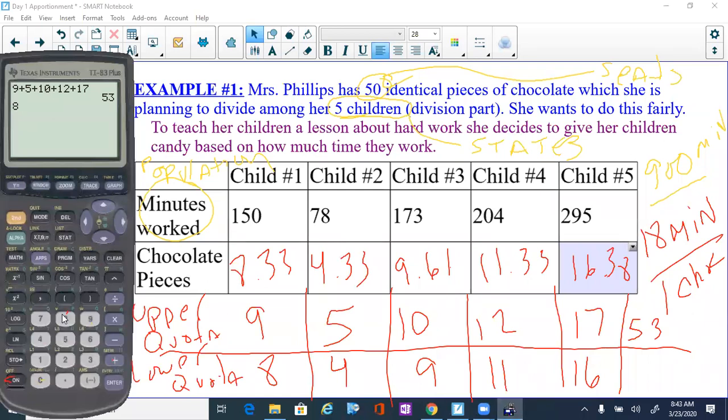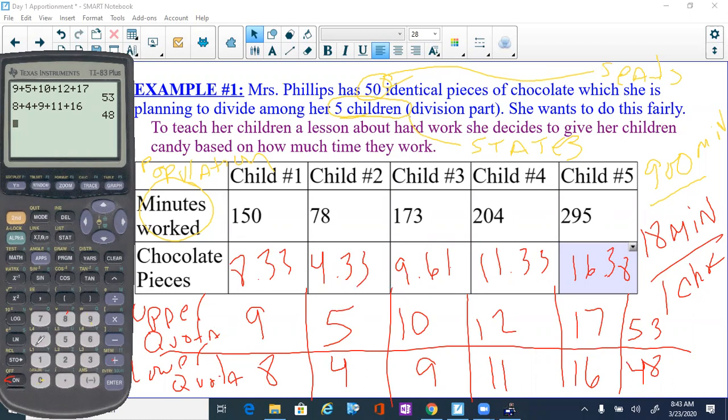For the lower quota we've got 8 plus 4 plus 9 plus 11 plus 16. That brings us to 48. Well, we haven't used up all of our candy, so we've got to figure out who's our favorite to give that out to, right? Or we can do what many of you are thinking, well, maybe why don't we just round them all and give them out based off of the 0.5 rule.